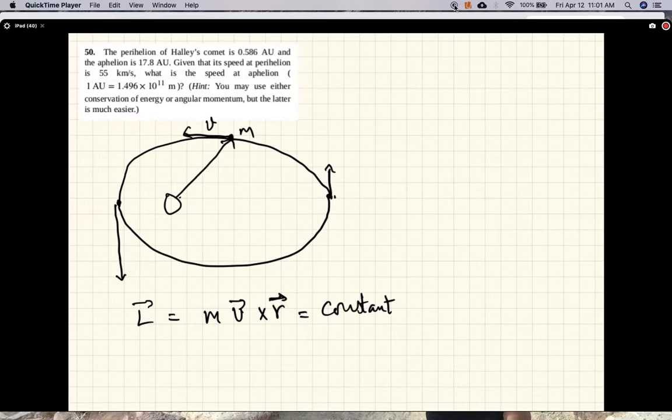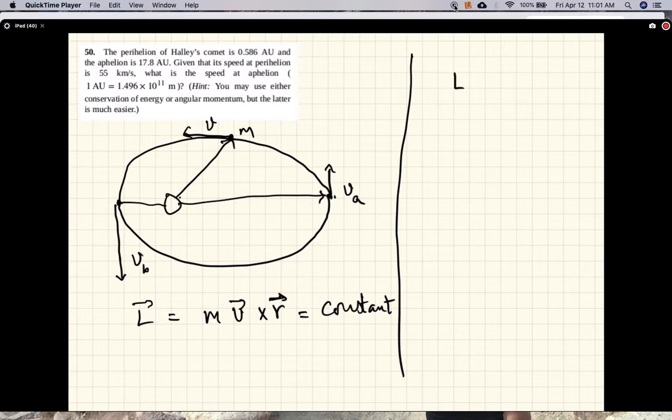So, velocity at perihelion, velocity at aphelion. At these points, the radius vector and the velocity vector are perpendicular to each other. So L at perihelion and L at aphelion, the magnitudes are equal, and of course the directions are perpendicular to the plane, coming out of the plane. But anyway, m V_P R_P equals m V_A R_A.